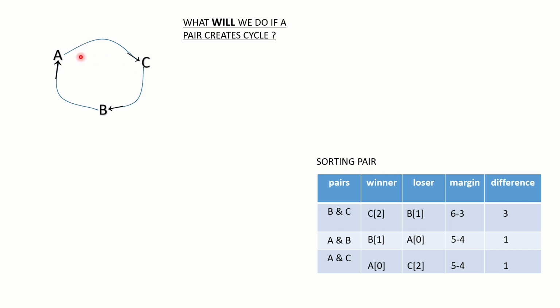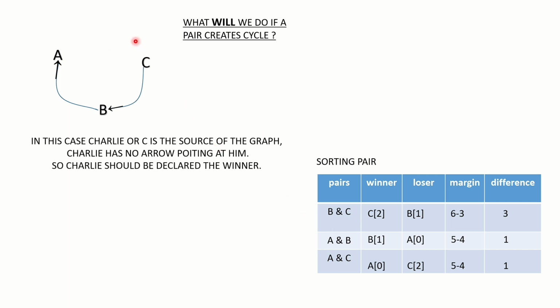Oh, that is creating a cycle now, so we should avoid the pair that creates a cycle. From the sorting order we have this first and this in the second, but we have this in the third, so we should not lock it. Okay, we should not lock it, and in this case the function print winner will work in that way.